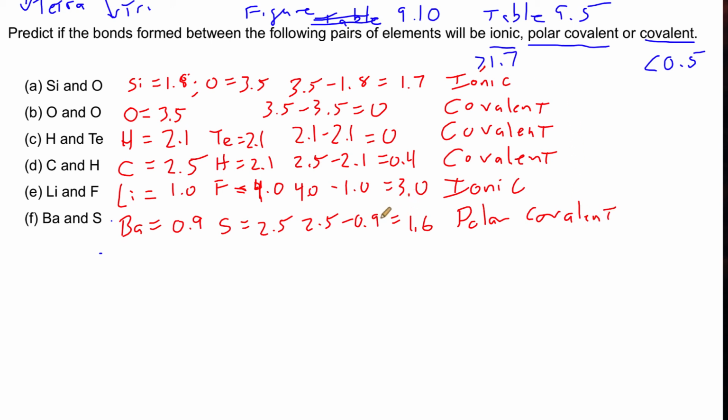So in this case, you use the periodic table in 9.10 to figure out what the electronegativities are. You subtract them. It doesn't matter which one. You always take the bigger one minus the smaller. It does not matter which order you subtract them. You're just looking for the difference between the two. And you just compare that to the values given in table 9.5. And if they're greater than or equal to 1.7, they're ionic. If they are between 0.5 and 1.7, they are polar covalent. And if they are 0.5 or less, it is a covalent bond.